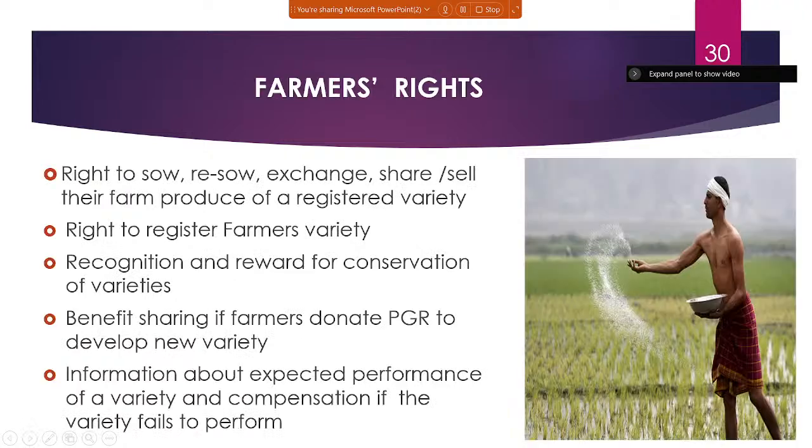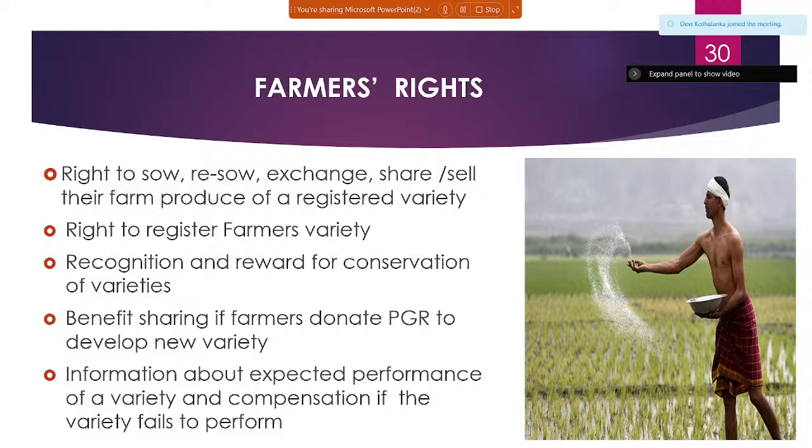Then as I said, we have something very specific and special to India, that we have farmers' rights included in the Plant Variety Protection Act. So they have the rights to sow, resow, exchange, share, and sell their farm produce of a registered variety. So they can register the variety and they can do all these steps. Right to register a farmers' variety, definitely. Then recognition and reward they will get for conservation of that variety. Benefit sharing if farmers donate plant genetic resources to develop a new variety.